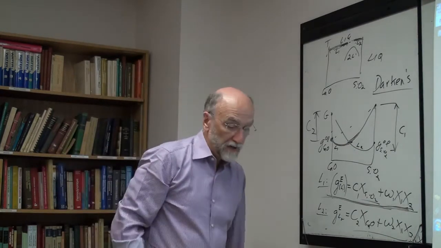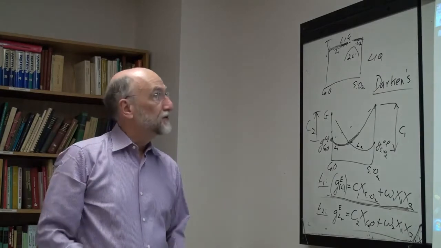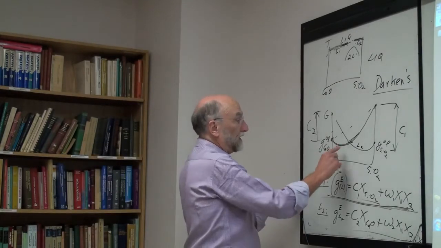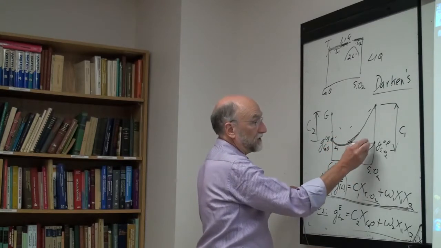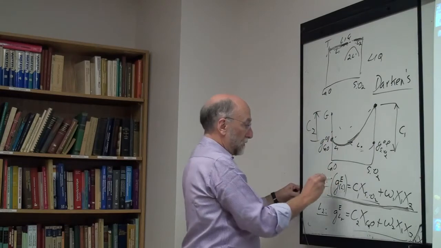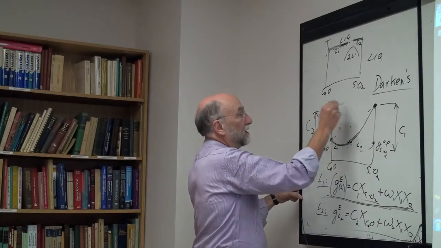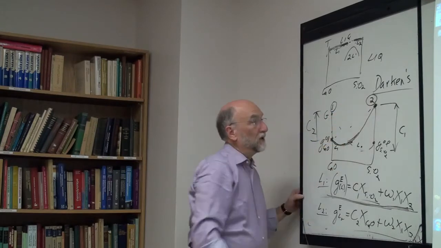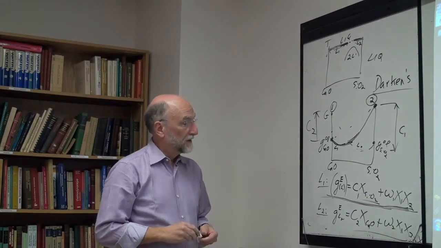Okay, so now for Wagner's formalism. We're dealing now with just this L1 phase. We know that this is the G naught over here, but we're dealing with the phase that goes up to here. We call this component 1 the solvent, and component 2 will be the solute.